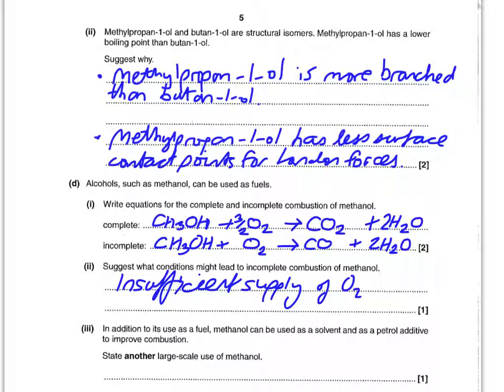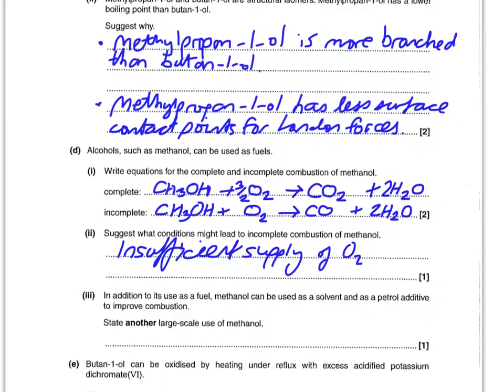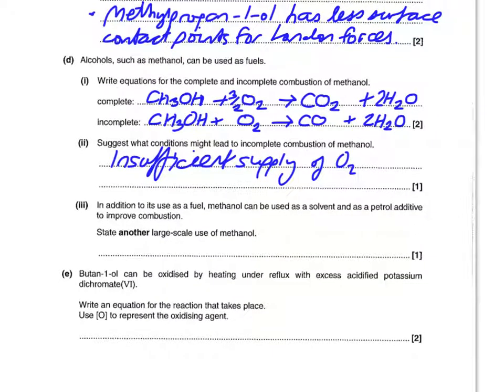So, moving the page down, it says, in addition to its use as a fuel, methanol can be used as a solvent and as a petrol additive to improve combustion. Then it asks you for another large-scale use of methanol. So in these kind of questions, if you don't know what else to put, it's perfectly safe to put something like organic feedstock. A feedstock is a compound that's used to make other compounds in industry. So methanol is commonly used to make other compounds in industry. So this will do. You don't have to say specifically what.